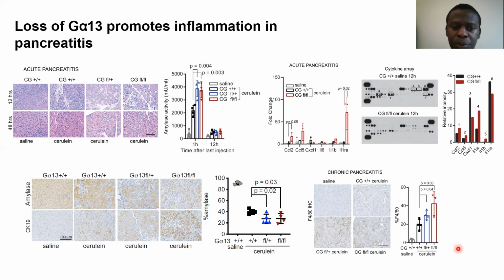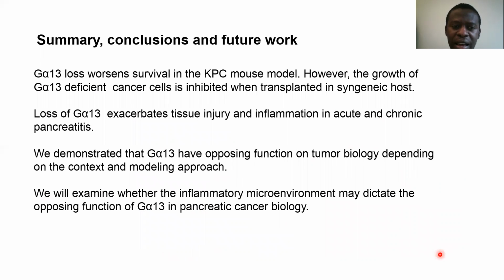In summary, we found that loss of Gα13 worsens survival in KPC mice, but when we established these cell lines and implanted them in syngeneic hosts, they failed to grow. We observed that loss of Gα13 exacerbates tissue injury and inflammation, and we demonstrate that Gα13 can have opposing function in tumor biology depending on the context and modeling approach. In the future, we will examine whether the inflammatory microenvironment may dictate the opposing function of Gα13 in pancreas cancer.